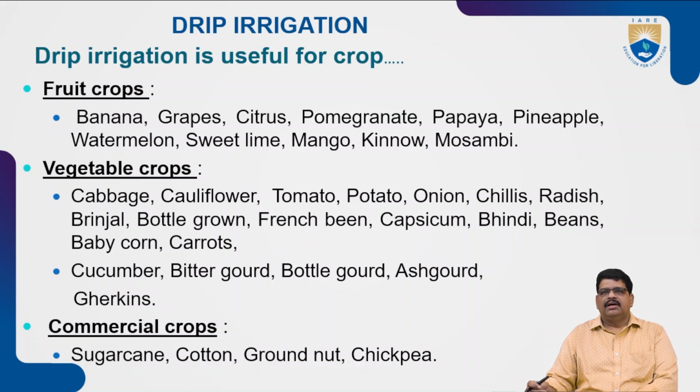Let us see: banana and grapes and citrus, and also pomegranate and papaya and pineapple and watermelon and sweet lime and mango and quinoa and mosambi. So these are some of the examples of the fruit crops.